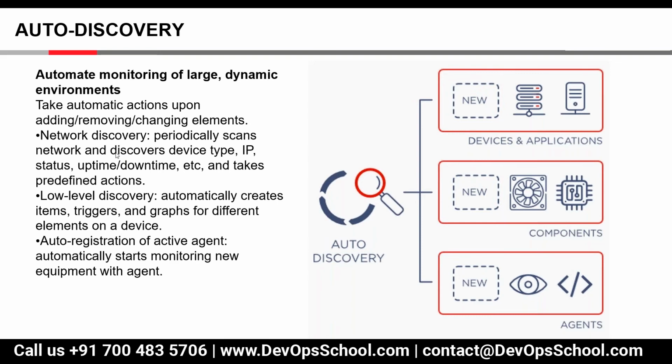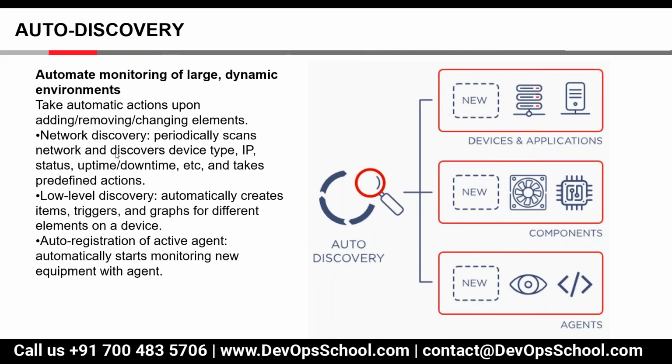Similarly, for a network device, if you see the discovery rule, there is one discovery rule, and then we have multiple item prototypes. That discovery rule is capturing all the ports, switch ports or router ports which are there. So that is called the low level discovery.